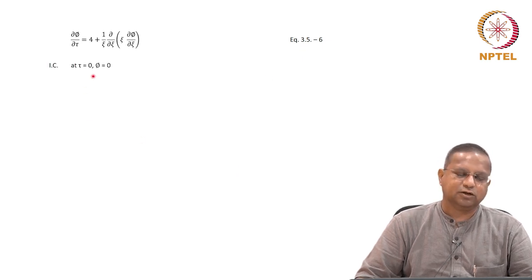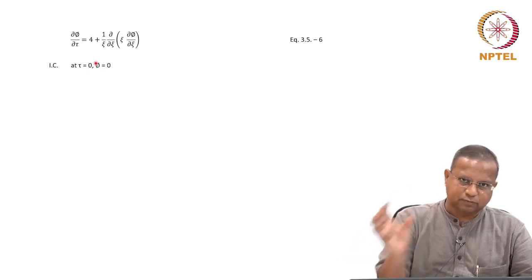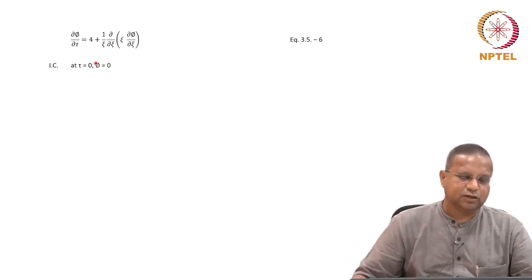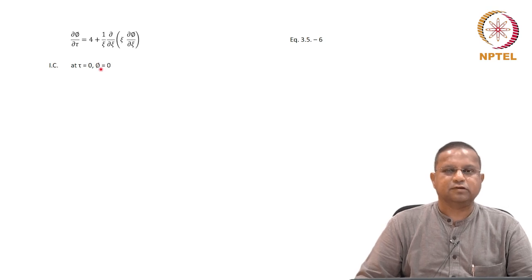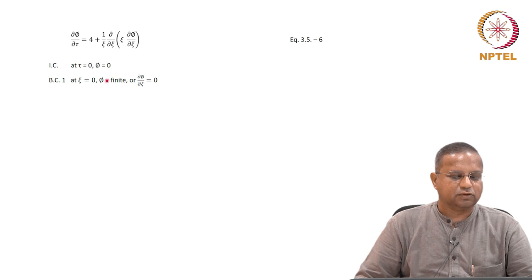And the initial condition in terms of the non-dimensional variables you can work out. Go and substitute the same variables back in and see what you get. You will get at tau equals 0, phi equals 0, and the boundary conditions are at xi equals 0, phi equals finite, or ∂phi/∂xi equals 0, and at xi equals 1, phi equals 0.